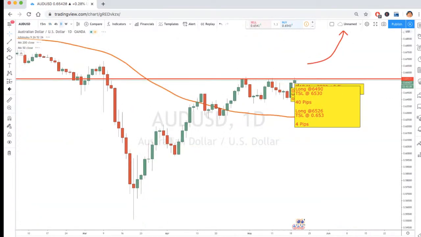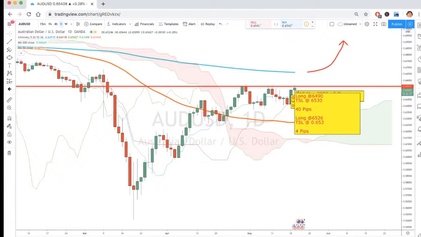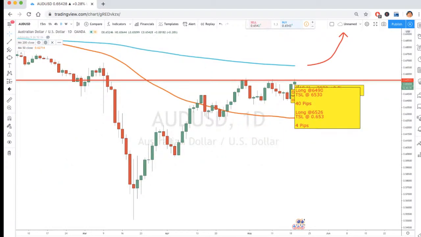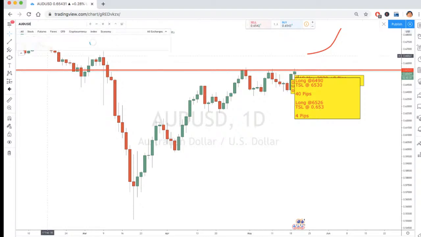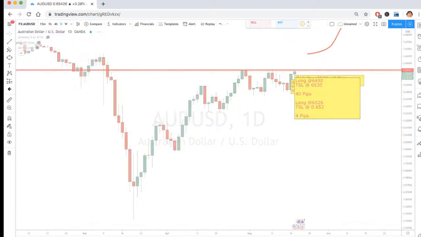Going up. Let's turn off all the charts. Let's put on something without any words.